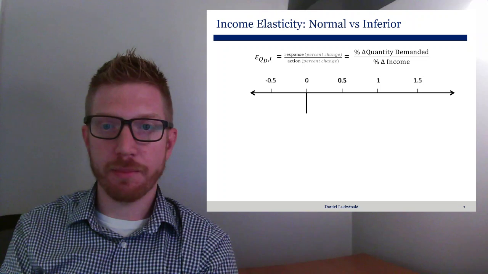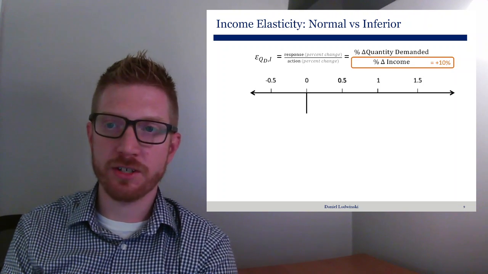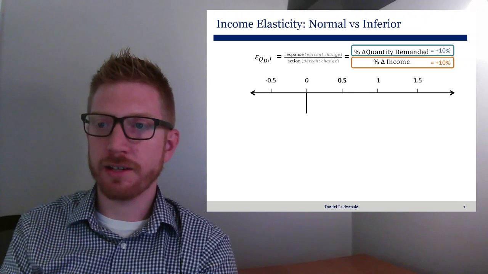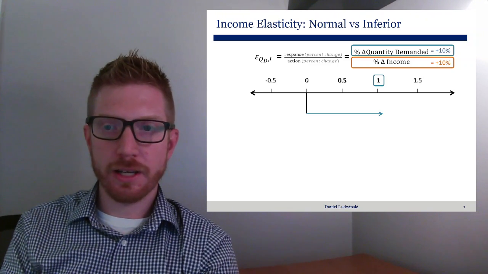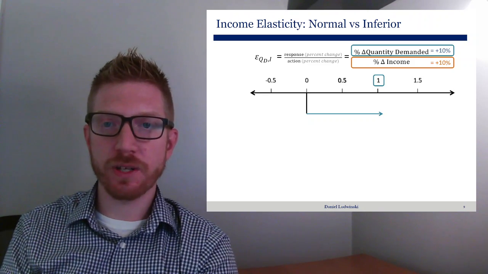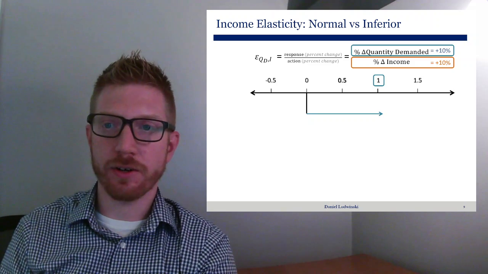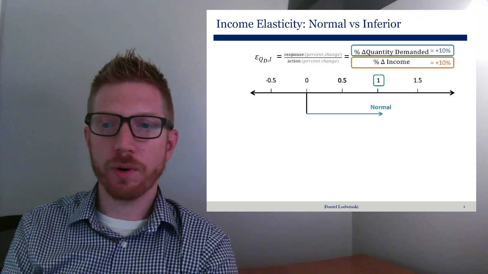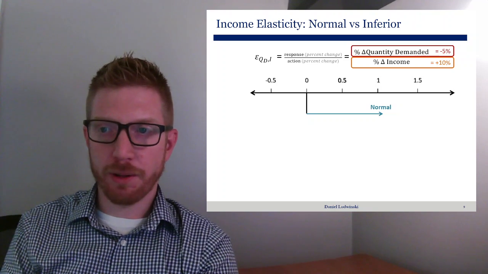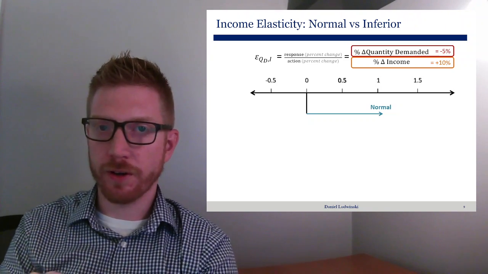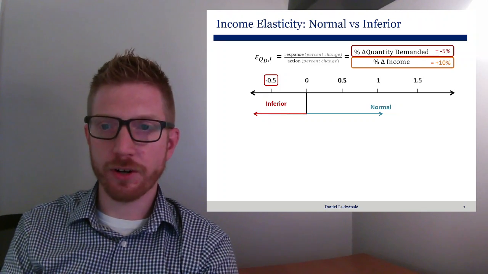We can once again think about this as sort of mapping to numbers. So if we have a 10% change in income, if we had a 10% change in quantity demanded, that is 1. Now, we have special names for goods that when your income increases, you buy more. We call those normal goods. And if you remember, goods where if your income increases, you buy less, those are inferior goods.